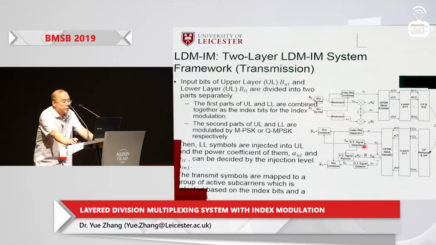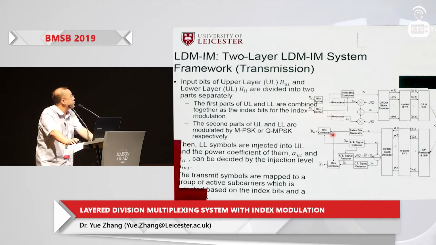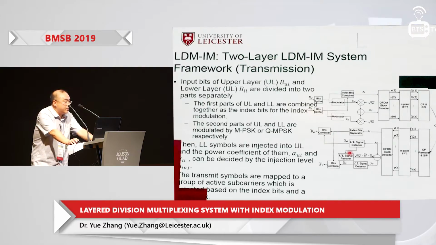Then when we go into the bits for the information, we need to combine the index modulation part and also the LDM modulation part. So the first part of the upper layer and the lower layer are combined together as the index bits for the index modulation. The second part is the modulation for the traditional QAM modulation.